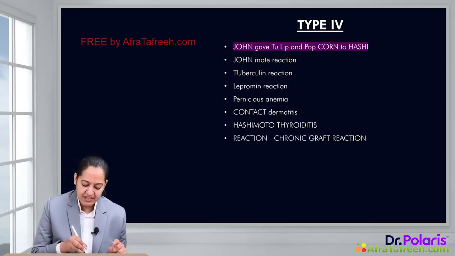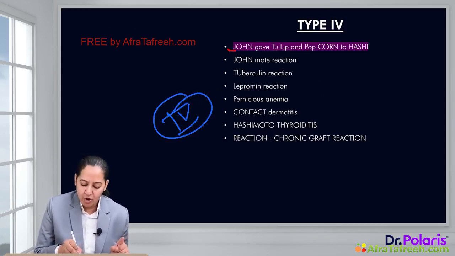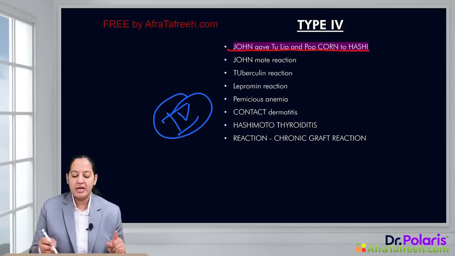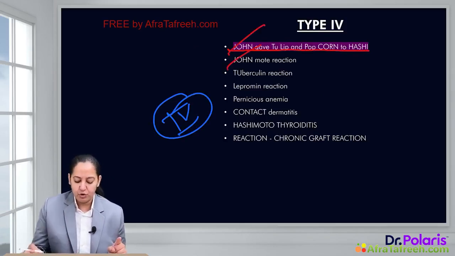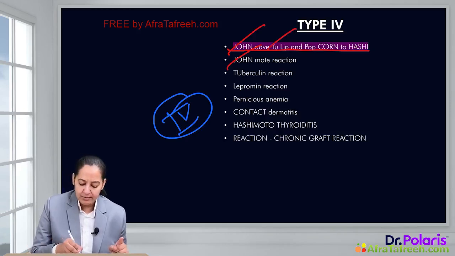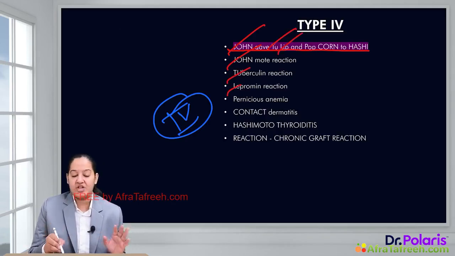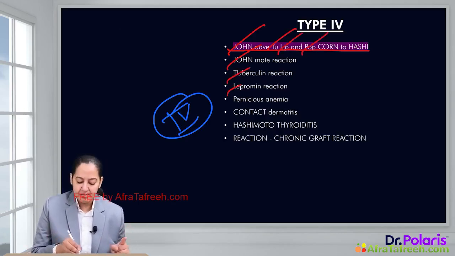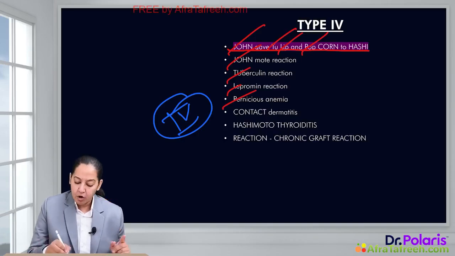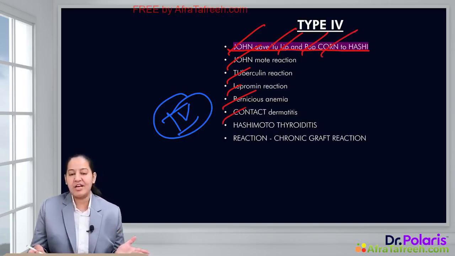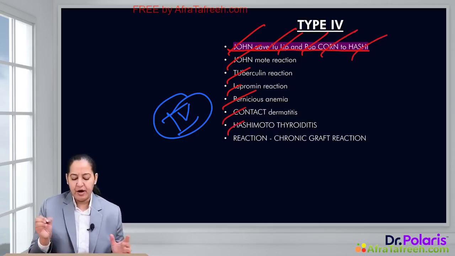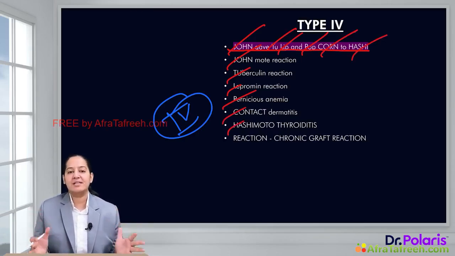And the last one is the type 4 hypersensitivity. The mnemonic is in front of you. The mnemonic is John gave tulip and popcorn to Hershey. So John stands for Johne reaction. Tu stands for tuberculin reaction. L of lip stands for Lepromin reaction. P of pop stands for pernicious anemia. C of corn stands for contact dermatitis. And Hershey stands for Hashimoto thyroiditis. So these are the examples of type 4 hypersensitivity.